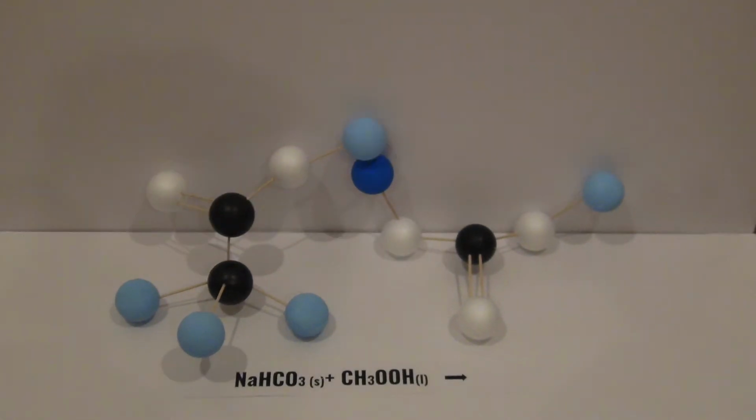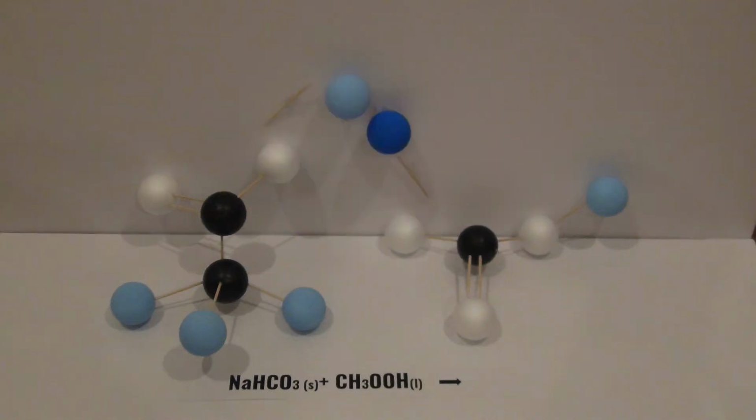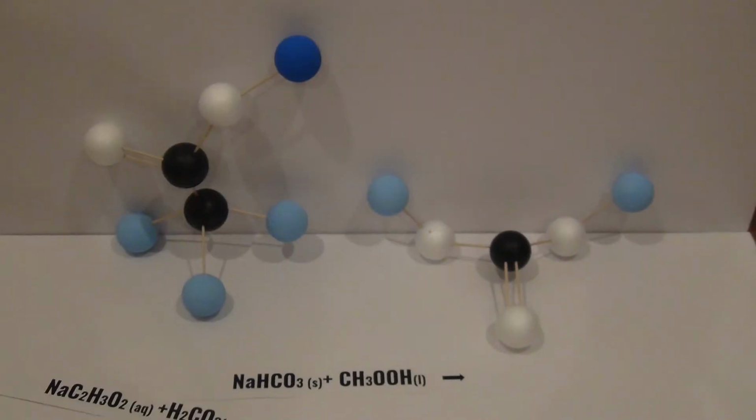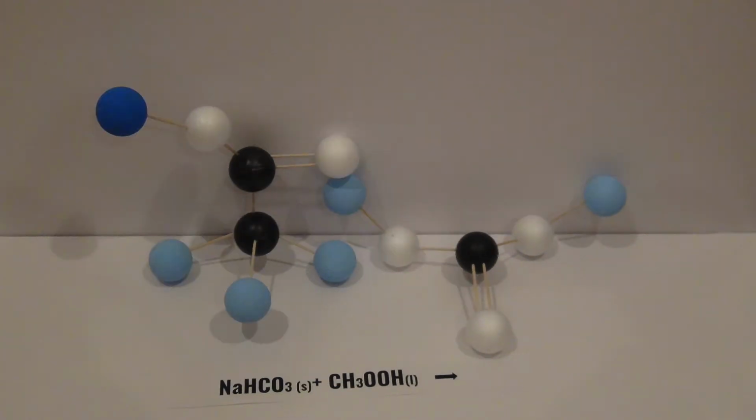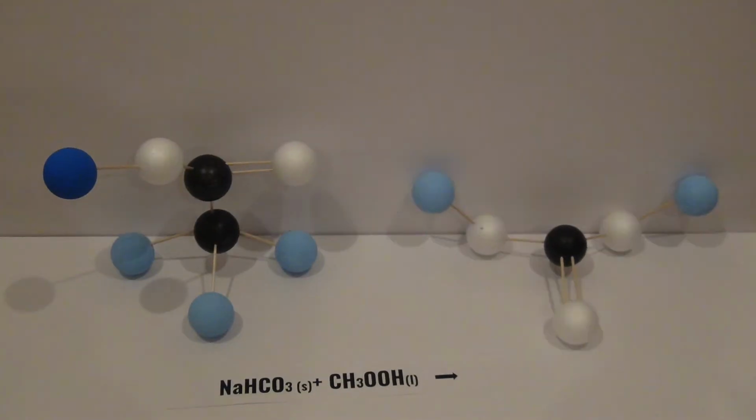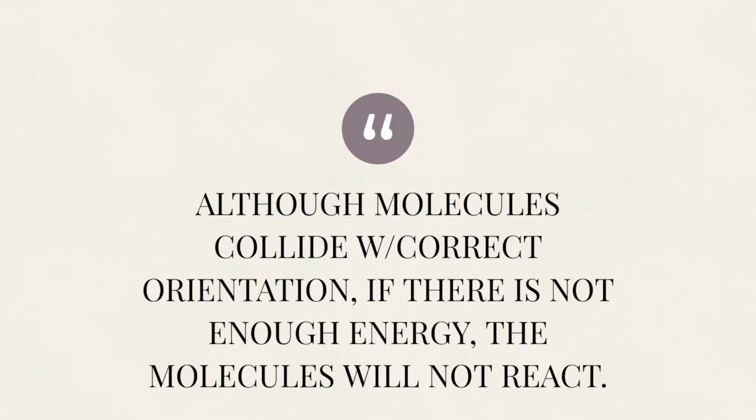We can see that the sodium collides with a single bonded hydrogen, causing a double replacement reaction and thus a chemical reaction. If molecules collide without proper orientation, electron repulsion will cause the molecules to bounce off without reacting. Although molecules collide with correct orientation, if there's not enough energy, the molecules will not react.